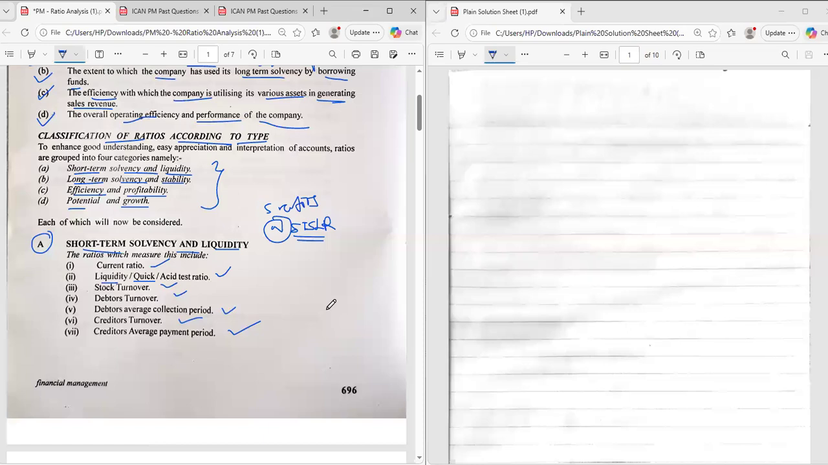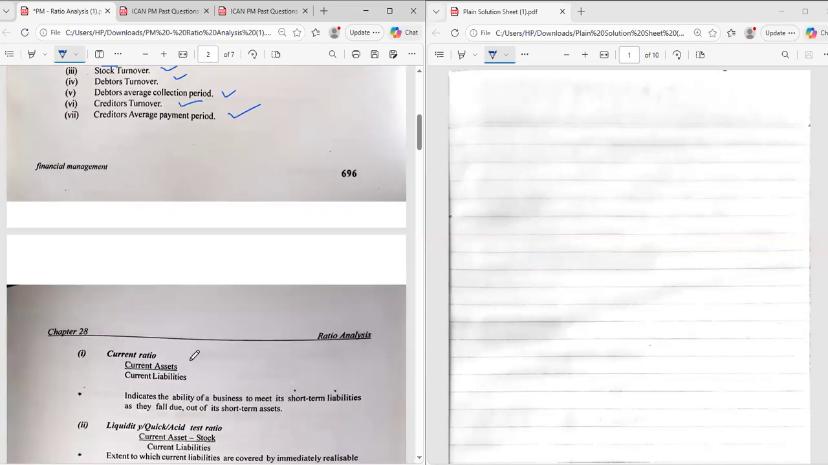When I can list the ratio for you to compute, life is sweet and easy. But the moment they say you should compute the ratio under these headings, it means that you must know it. So please, these are the examples. We're going to take them one after the other, just picking their formula.